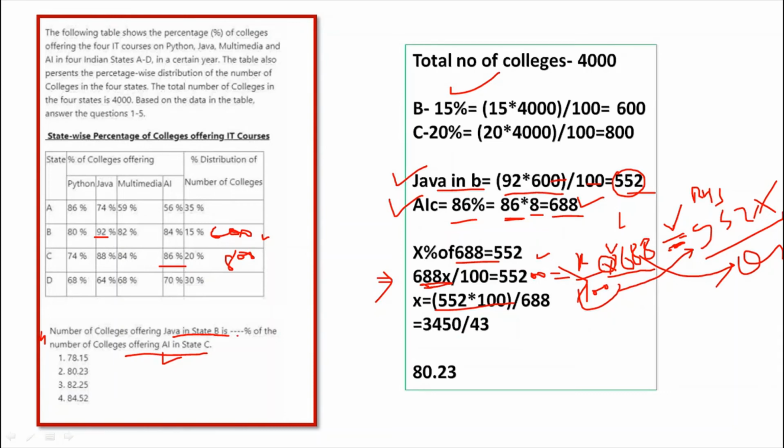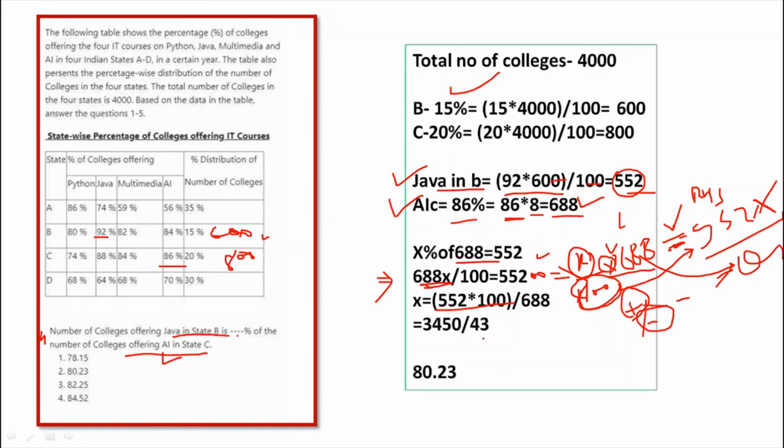So 688 was multiplying here with x, so on the other side it will go into the denominator and divide the number, and 100 here was in the denominator, and on this side it will go and multiply. Similarly, if there is a plus or minus sign, we can also move it, but plus will become minus on the other side and minus will become plus on the other side. So this way we can move numbers from one side to another.